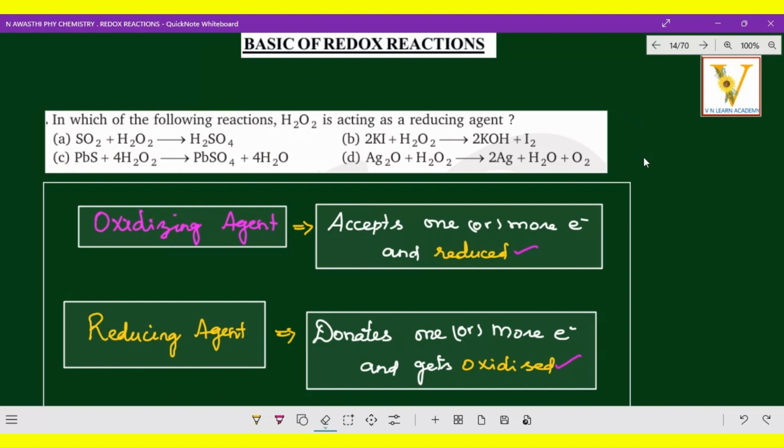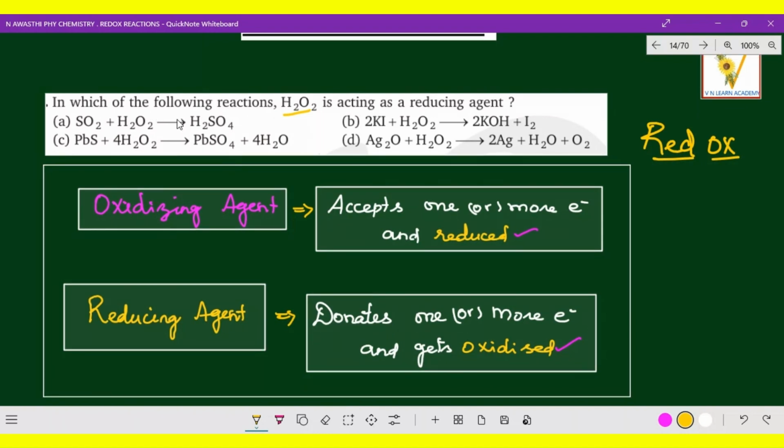Redox reaction means reduction and oxidation combined together. Here, which equation is the correct equation for a redox reaction? That means simultaneously it has to be oxidized and reduced. In which equation is H2O2 acting as a reducing agent? A reducing agent donates one or more electrons and gets oxidized, so H2O2 should be involved in this equation. Come on, let us find which equation is correct.